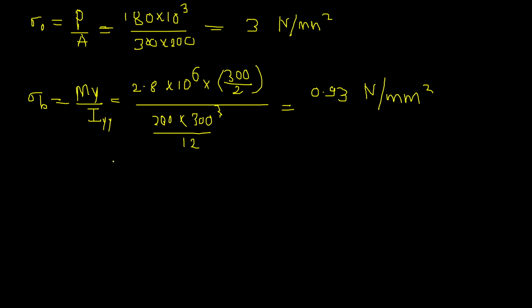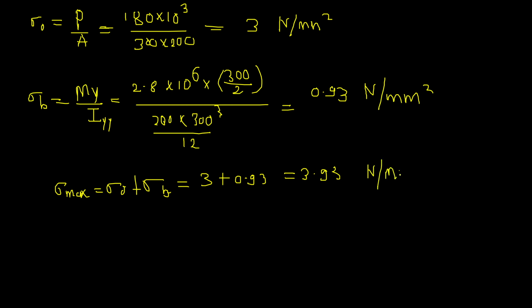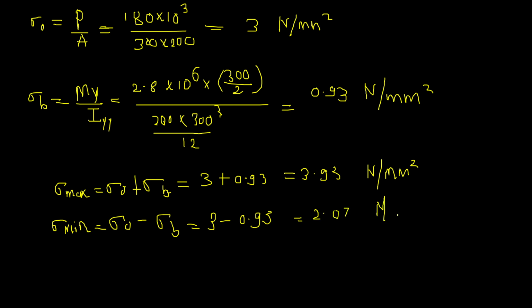Now substituting these values in equation number 1 and equation number 2, sigma max is equal to sigma naught plus sigma b. Sigma naught is 3 plus sigma b is 0.93, that is 3.93 newton per mm square. Sigma minimum is equal to sigma naught minus sigma b, that is 3 minus 0.93, which is equal to 2.07 newton per mm square. After this, write the answer below.